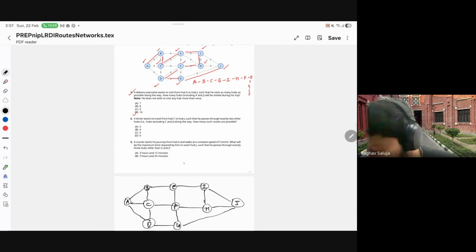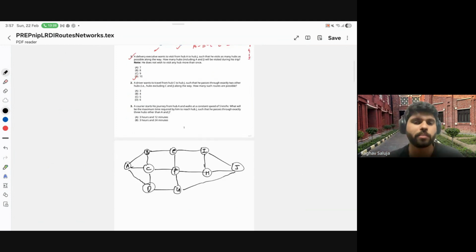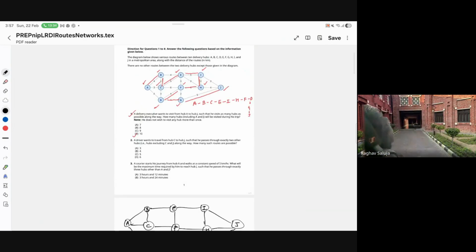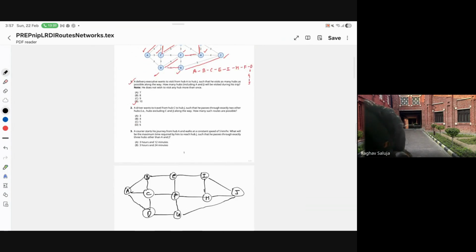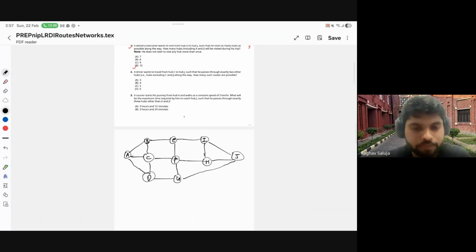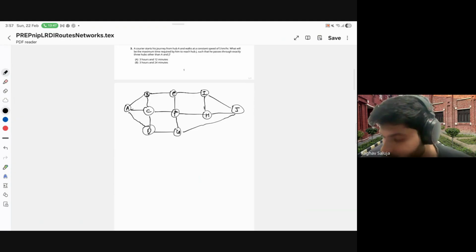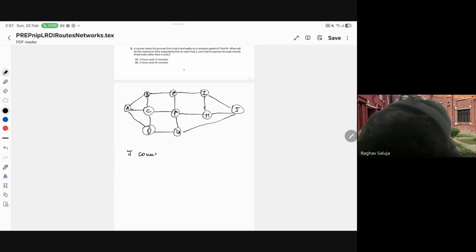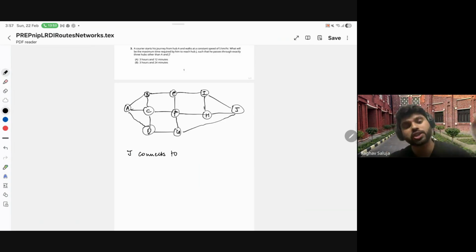Yeah. Okay, and then the values are given. But for now, values are not important to us. We have to go from C to J with exactly two hubs in between. So what I said, that let's trace back from J. तो J connects. तो firstly मुझे ये बताओ, J connects to which other hubs directly? H, I. J connects to GHI directly.